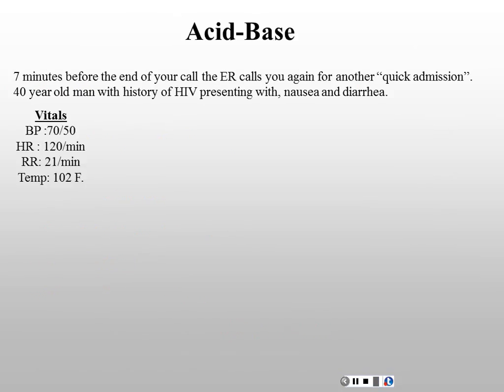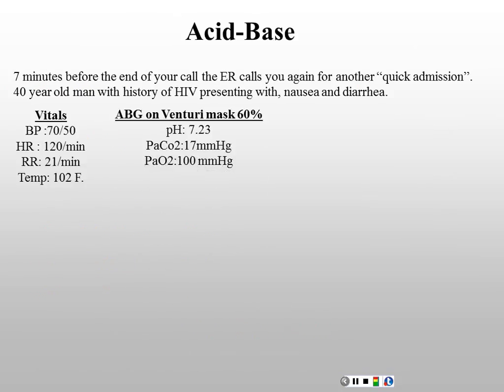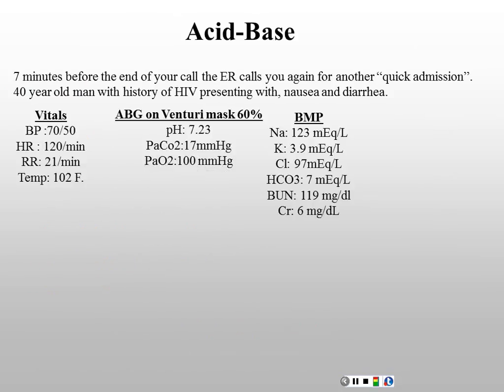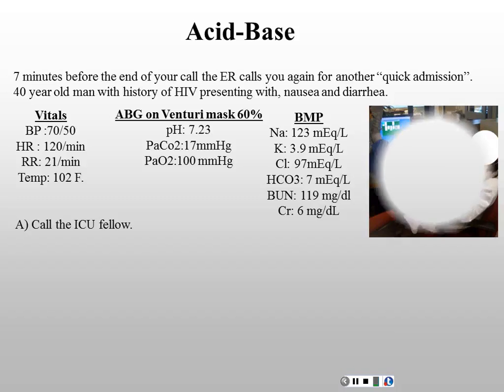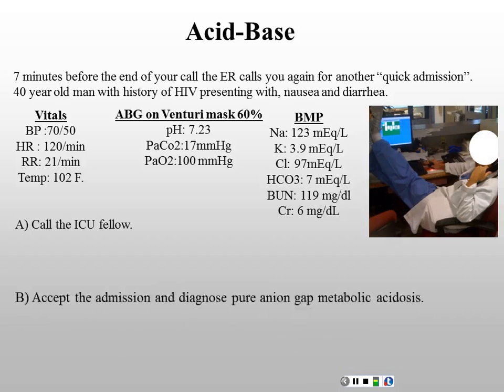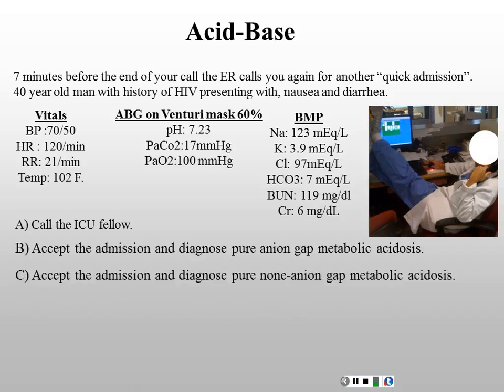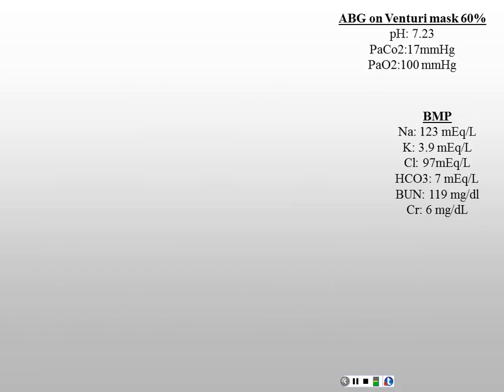Second question. Another example of acid-base disorder, another patient presenting with low blood pressure, tachycardia, fever, looks like sepsis, pH on the lower side, 7.23, carbon dioxide on the lower side as well. We look at the metabolic panel, HCO3 is low, consistent with possible acidosis. Again, the ICU fellow is playing cards, is busy. The main question here is what kind of acidosis or acid-base disorder we have.